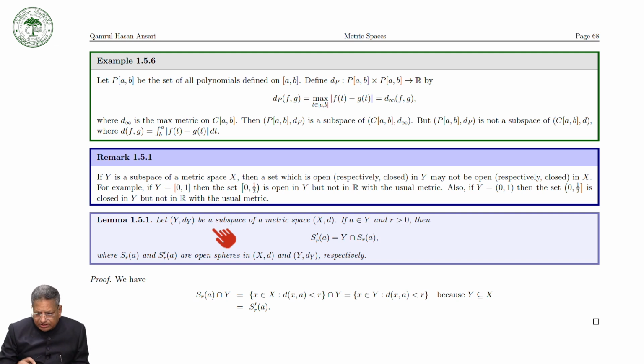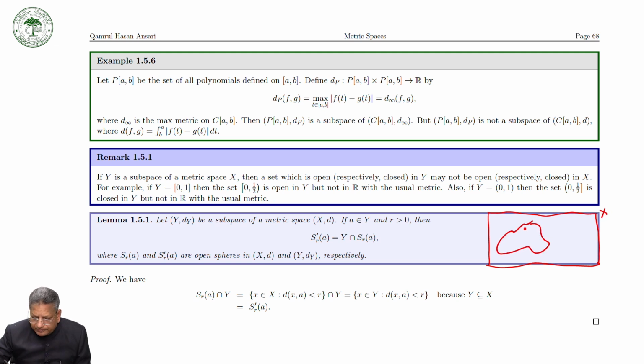Let us see the meaning of this. Suppose you have a metric space, this is your X, and suppose this is your Y. Here you have the restriction: d is a metric from X cross X to R, and d' is the restriction of this on Y, which is defined as d'(x, y) equal to d(x, y) for all x, y in Y.